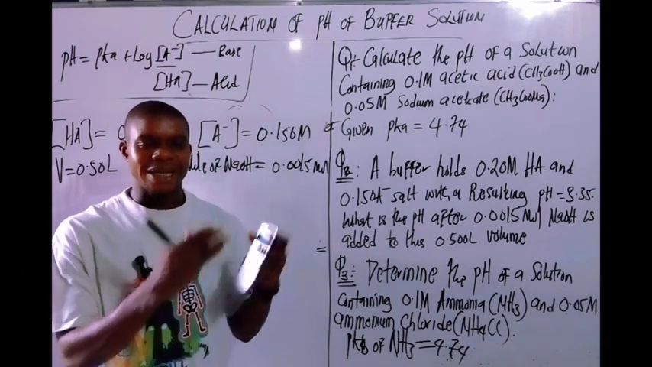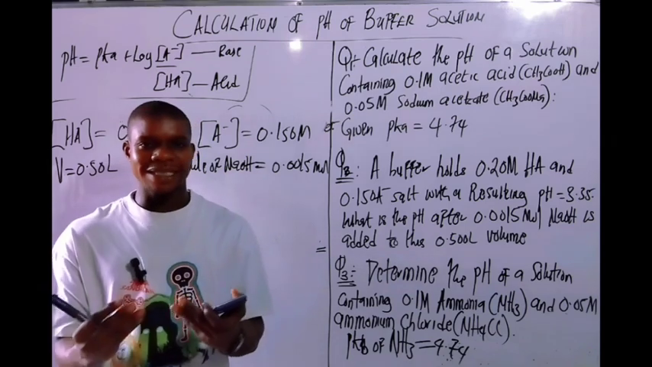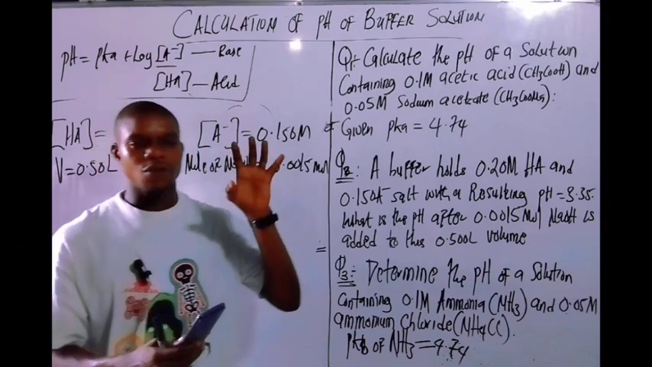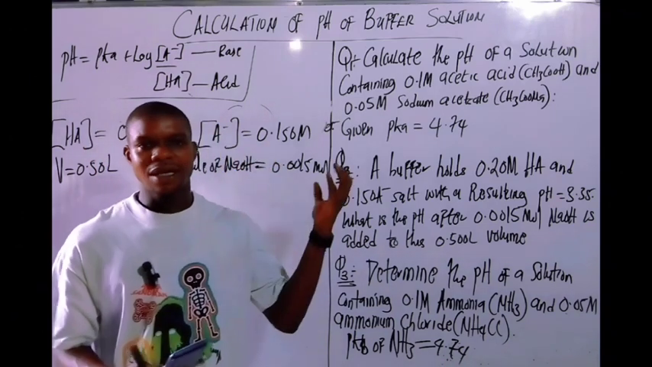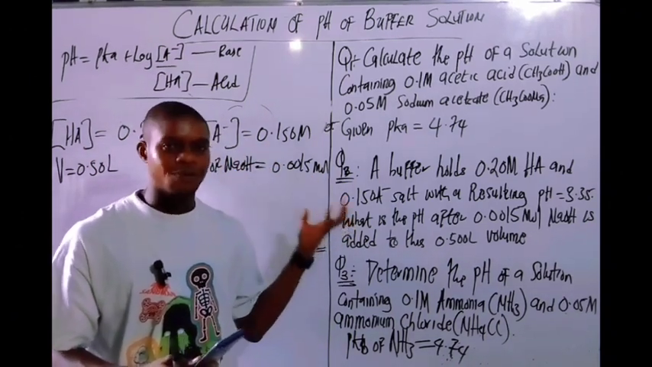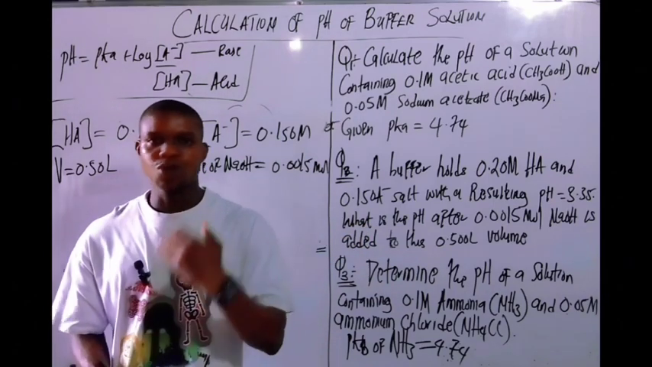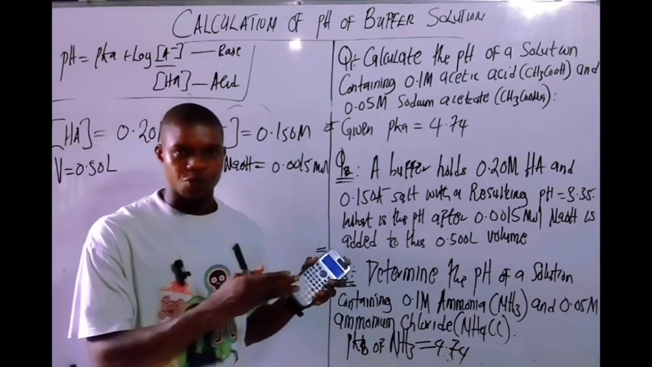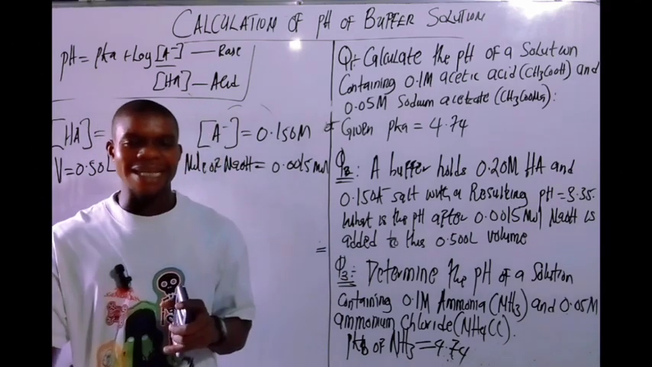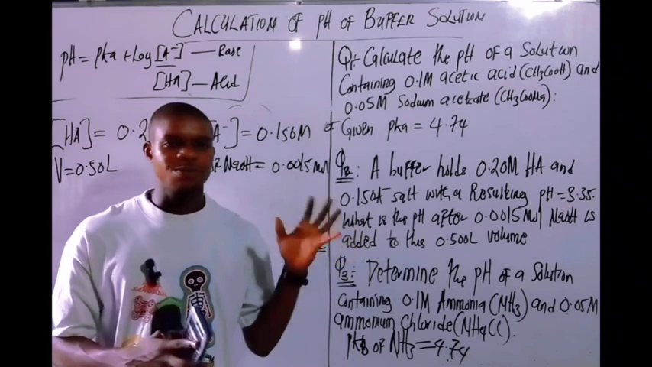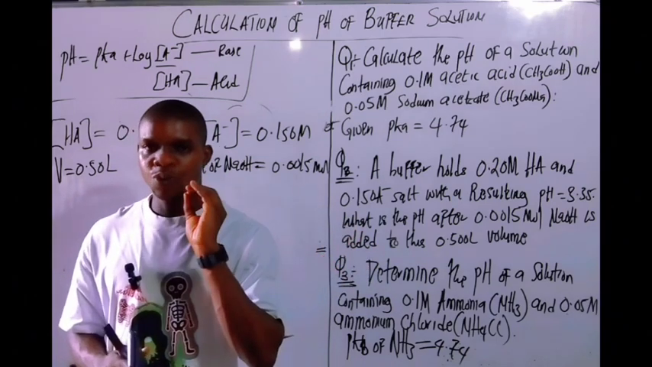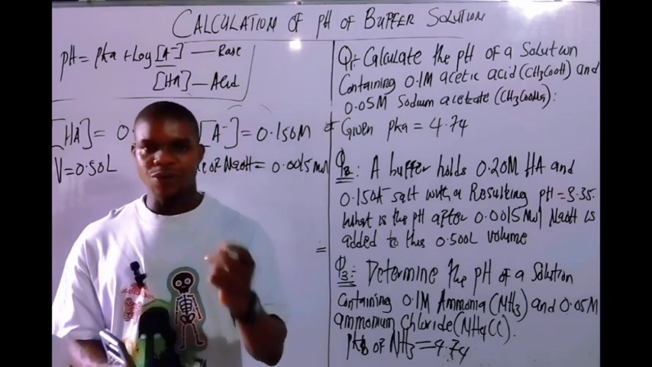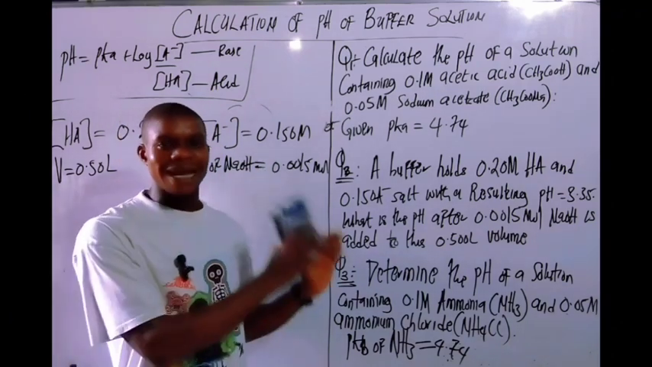So when an acid is added to the buffer solution, what happens here? The base component of the buffer solution will react with the acid to neutralize it. Do you understand? So when a base is added to the buffer solution, the acid component of the buffer solution will react with that base to neutralize it. So that is the reason why the buffer solution can resist change in pH, because the buffer contains both acid and base.